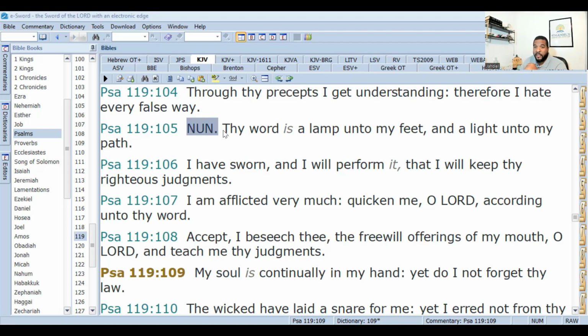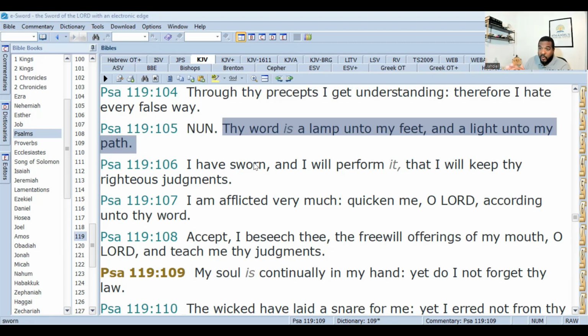And so take a look at this. The word is a lamp unto my feet, a light unto my path. So what's the path? The path is something that you have to walk on. It's something that you have to continue on. And the word is allowing you light to see the path so you can continue on this walk.